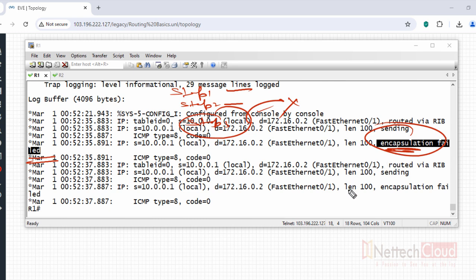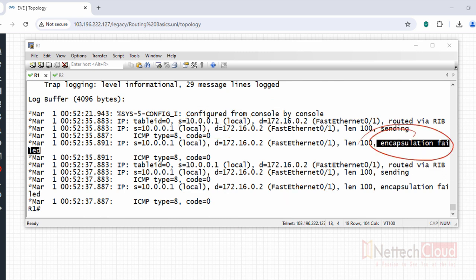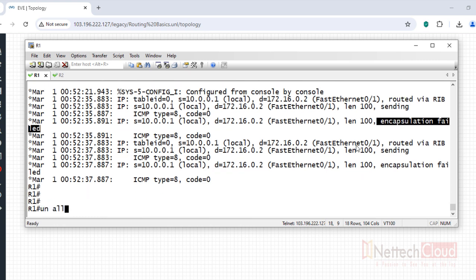Step number 3, encapsulation failed. As I mentioned before, the packet is further encapsulated and a layer 2 header is added, and in the case of Ethernet media, layer 2 address means MAC address, right? That depends on what interface type we have used. But in the case of Ethernet, source and destination MAC address. The router is unable to find the destination MAC address, and that's why encapsulation failed. I can see it here. And let me turn off debug.